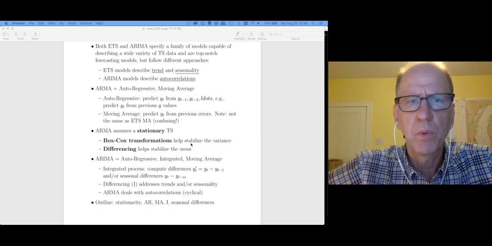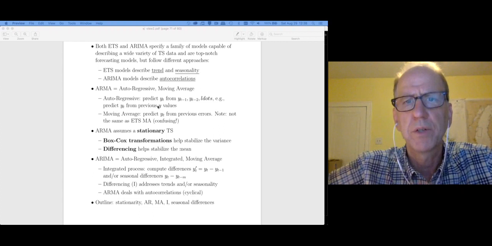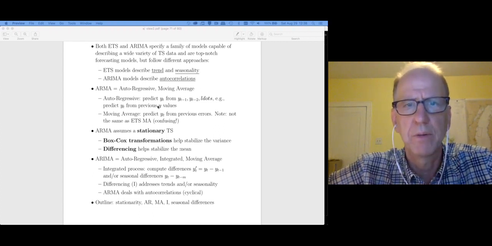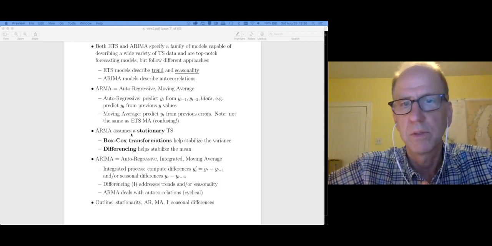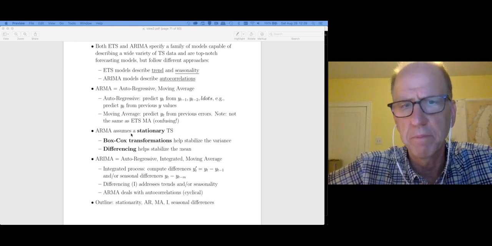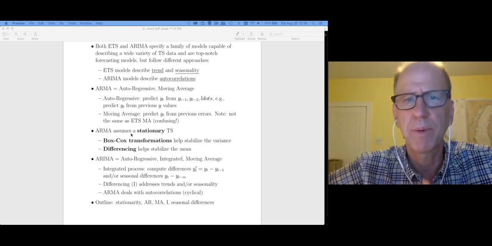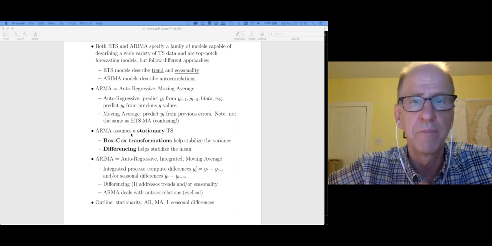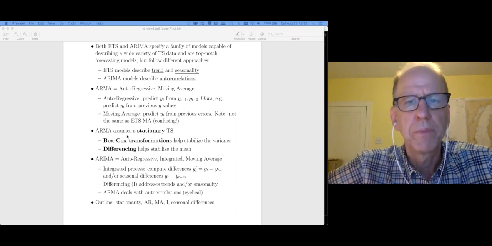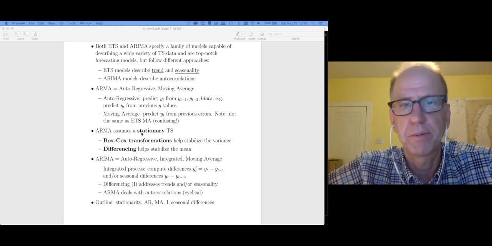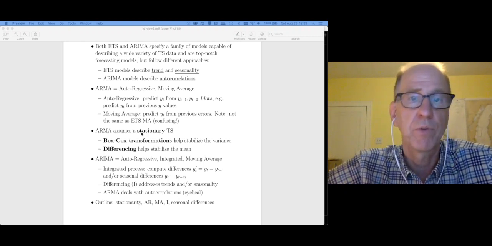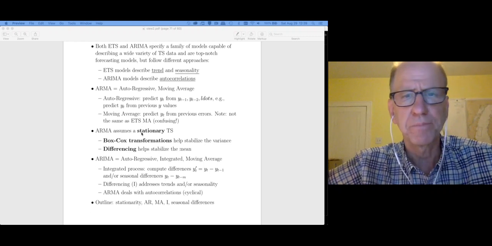ARMA is what we're going to be using to understand and model the autocorrelations. These ARMA models are going to assume that our time series is stationary. More on stationarity in a minute. We talked quite a bit about this back in week 1. What are we going to do if we don't have stationary data? What if we have a trend? What if we have seasonality? What if we have heteroscedasticity?